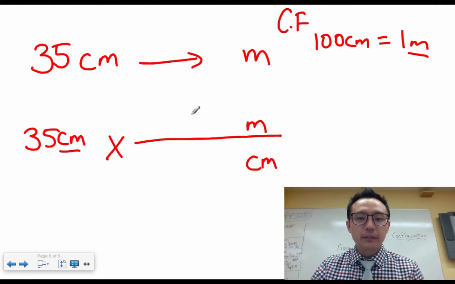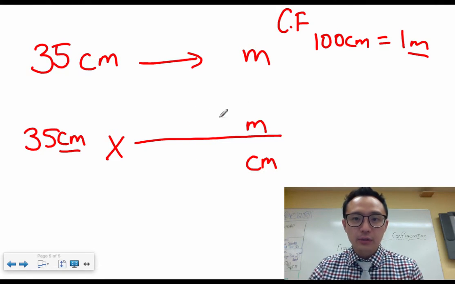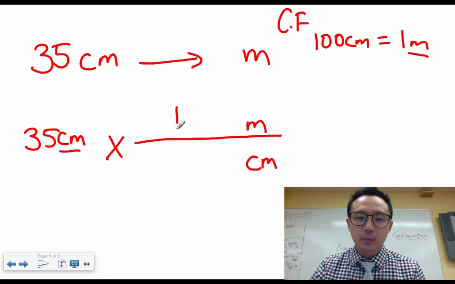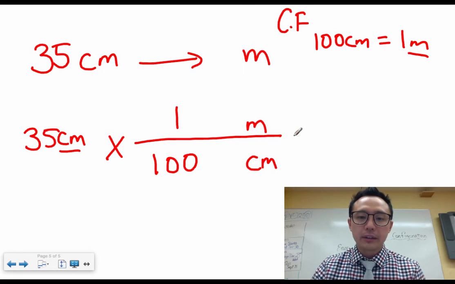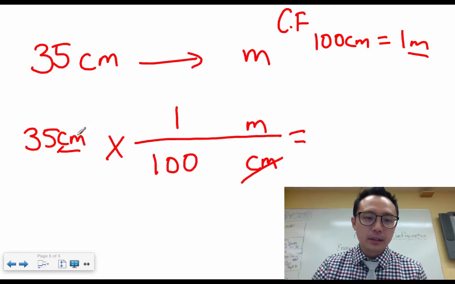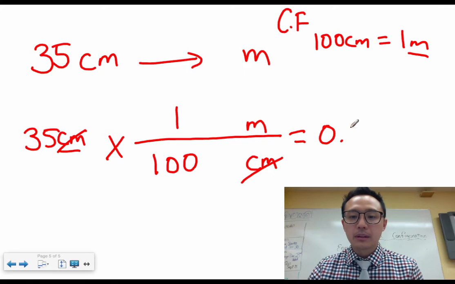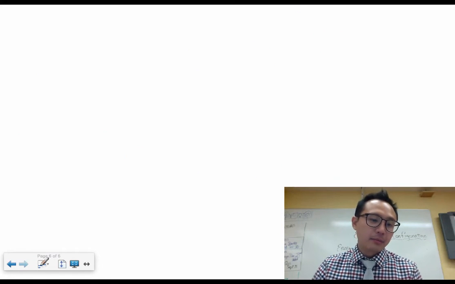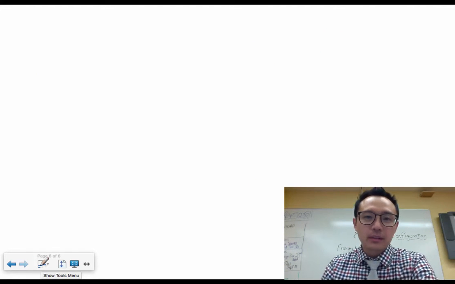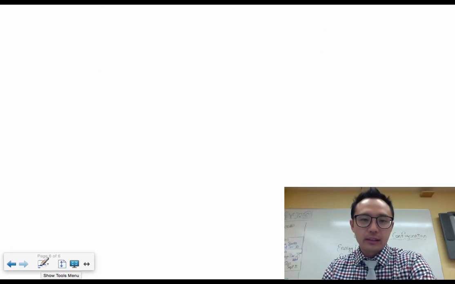And then I fill this little fraction with my conversion factor. There's 1 meter for every 100 centimeters. So I go 35 times 1 divided by 100. The centimeters cancel out, leaving me with 0.35 meters. That's how you do this. You can convert anything with this conversion method, or dimensional analysis.